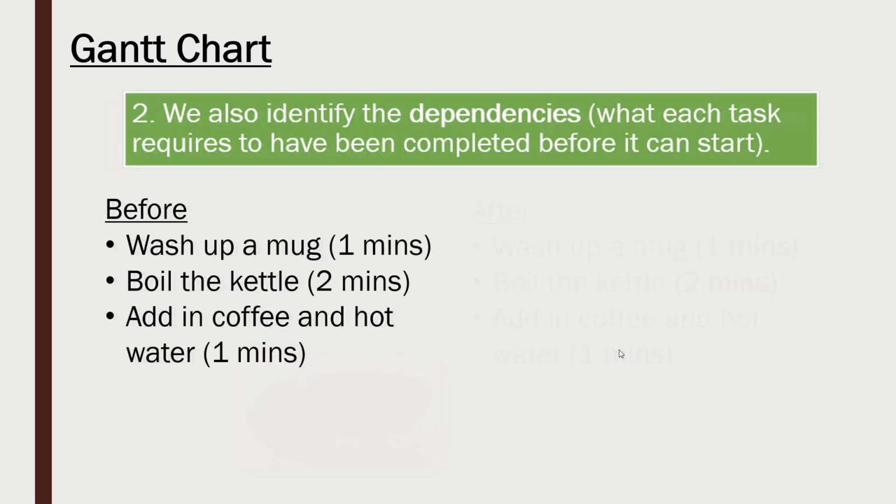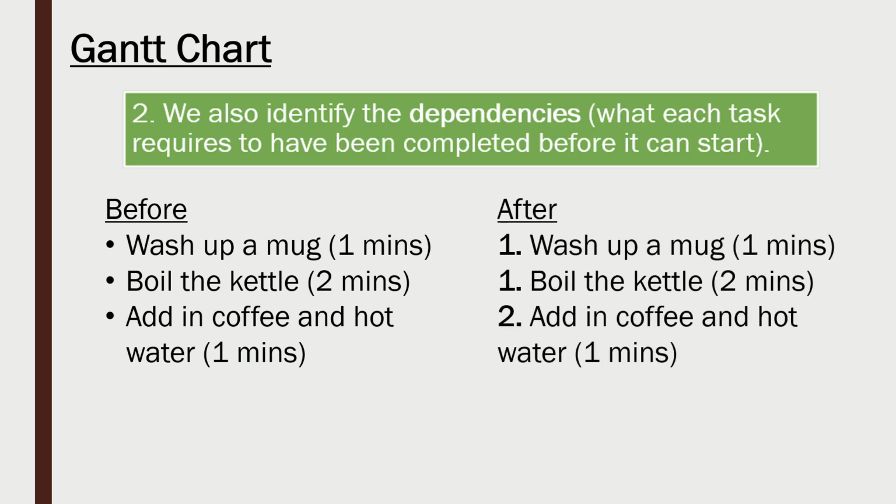Now I've got this, I can identify dependencies. So really I'm trying to figure out the order of my tasks here. What needs to be done first? What needs another task done first? Let's say that I need to first of all wash up a mug. That needs to be done first. And I need to boil the kettle. And certainly I need to boil the kettle and wash up a mug before I add in the coffee and hot water. There's no point adding it to a dirty mug, and I don't have hot water until I've got some boiling water from a kettle.